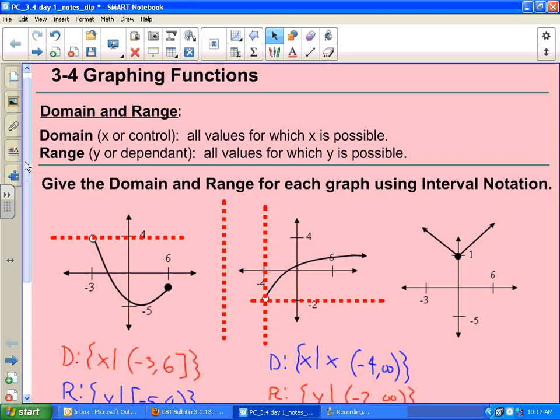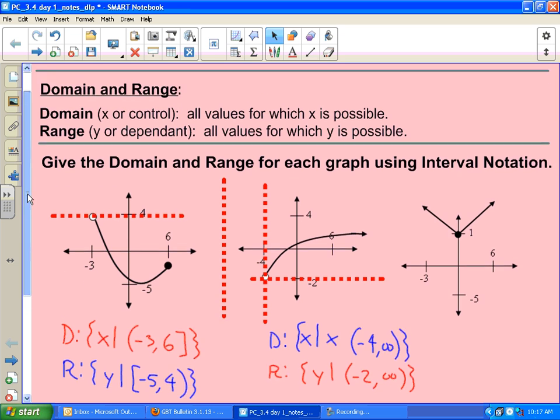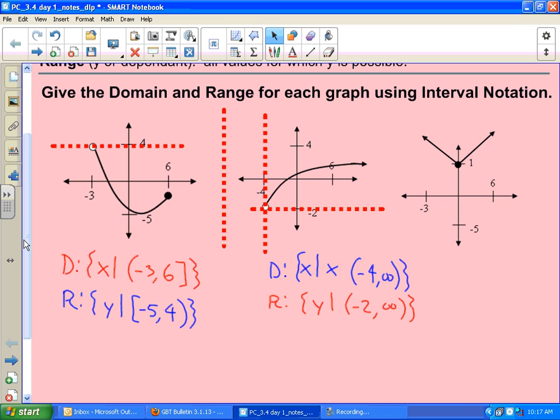So just a visual tool. I don't know if that's good for you guys or not, but just a way of thinking about the domains and ranges. And again, it's easier when you see the graph. When you don't see the graph, it's not as simple to find the domain and range.